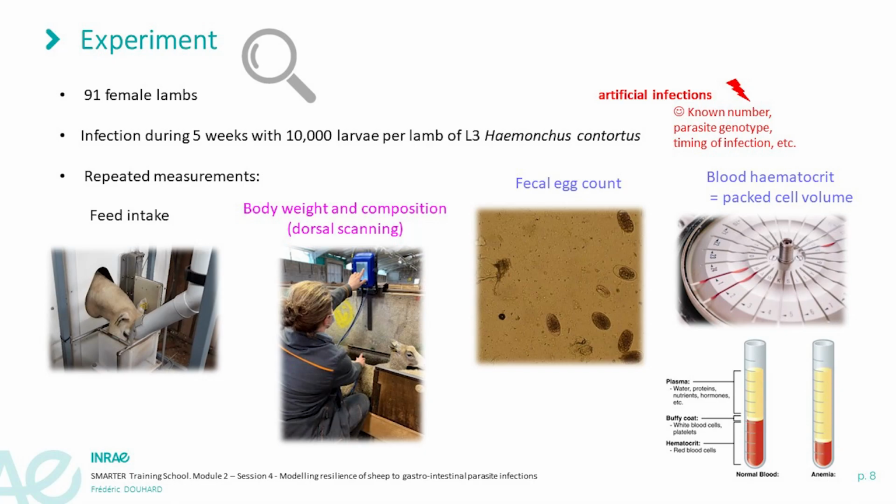So the blood hematocrit is equal to packed cell volume. I don't know if you have ever heard of this. I told you that this parasite is taking blood from the sheep. And when you have a lot of parasites, you have a lot of anemia. So when you put your blood sample in a centrifugation process, you observe that the red blood cells portion is lower in your sheep that have anemia. So blood hematocrit is also a good measure of infection with this kind of parasites.